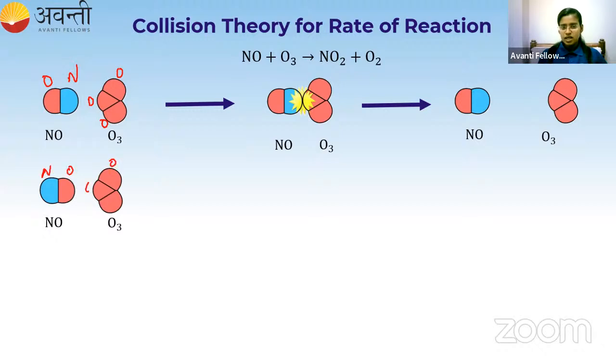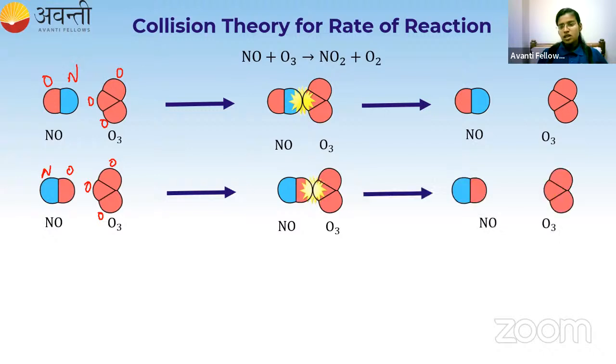Now in all these cases I have O. So now all the atoms are going to be the same. All of them are oxygen. So one oxygen will collide with the other oxygen. And here also it leads to the same product. Product means NO and O3. Okay. Because the orientation is not the same.